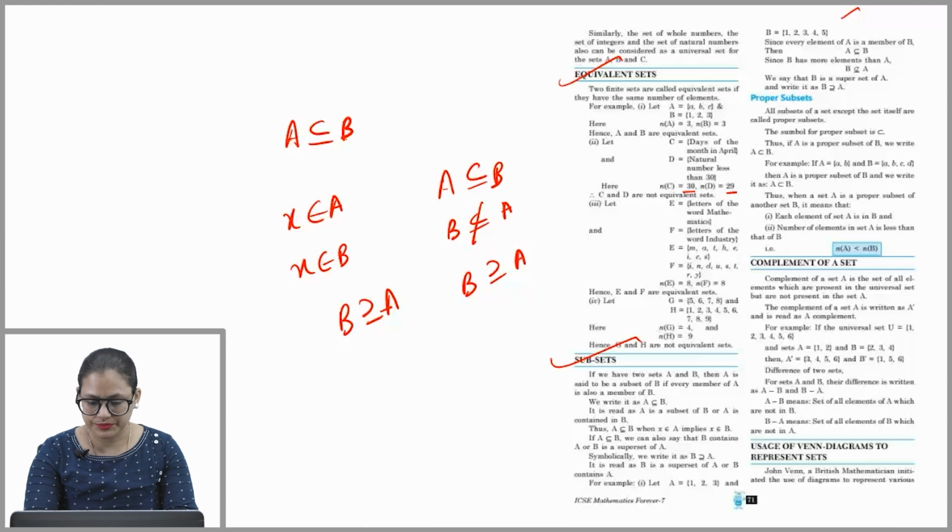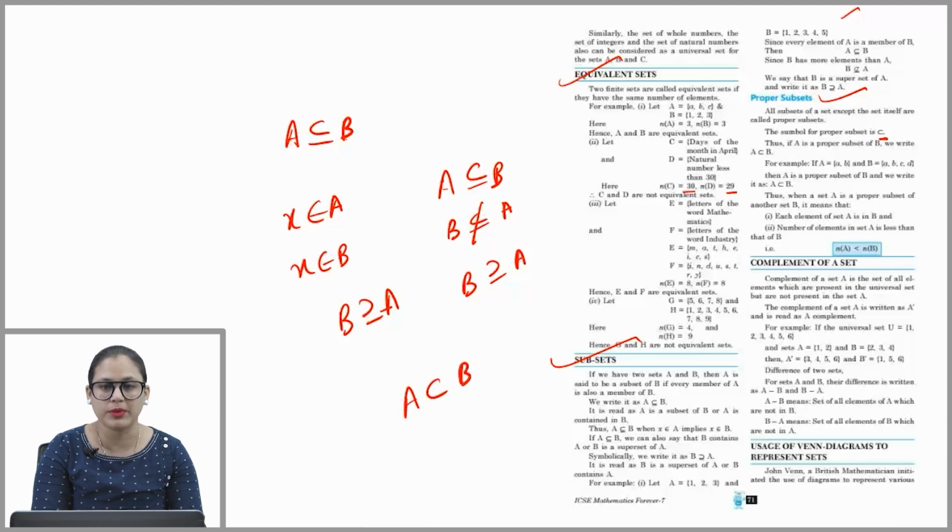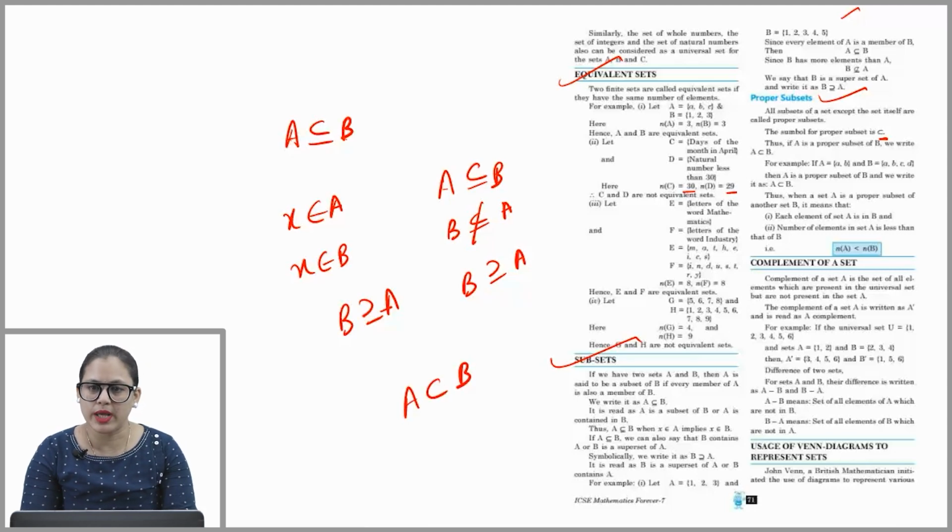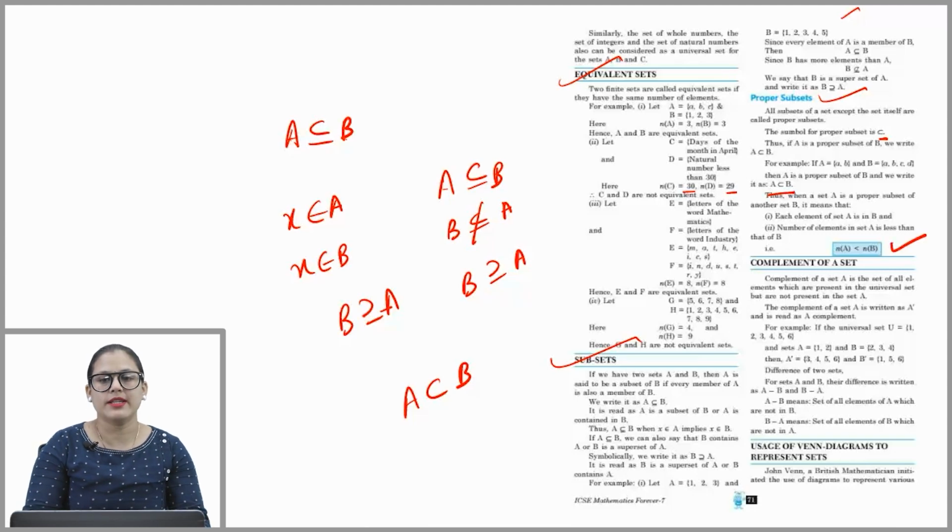Now, proper subsets. All subsets of a set except the set itself are called proper subsets. The symbol for proper subset is this. Thus, if A is a proper subset of B, we write A is a proper subset of B. For example, if A equals {a, b} and B equals {a, b, c, d}, then A is a proper subset of B, and we write it like this. Thus, when a set A is a proper subset of another set B, it means that, number 1, each element of set A is in B, and number 2, the number of elements in set A is less than that of B. That means A is less than B.